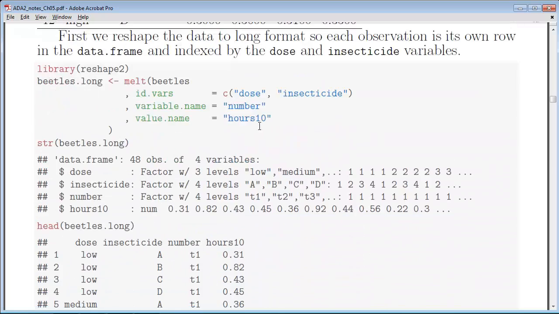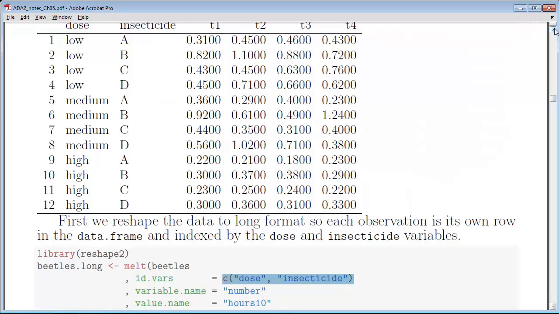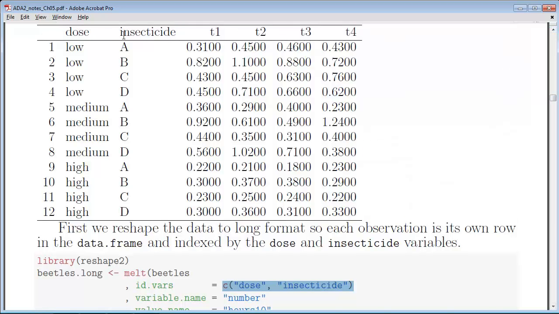We'll need to reshape that wide format data into a long data set by using reshape, melting the beetle, and we're going to want to have the dose and insecticide columns. Sorry, I'm jumping around. The dose and insecticide columns appear for every observation. We just want to take these 4 columns and make them long. So we're going to stack this first column on top of the second column, third and fourth, and so on.